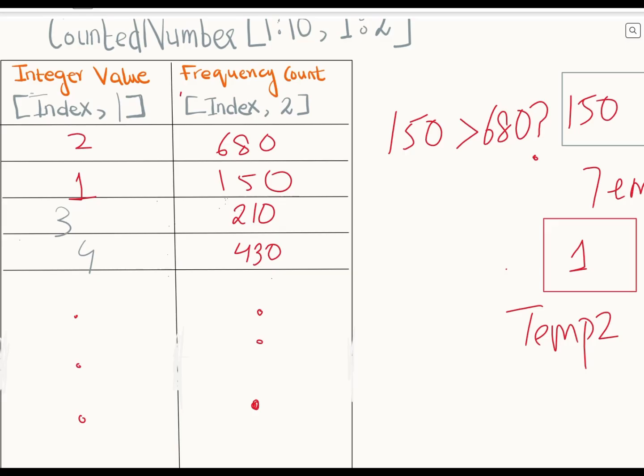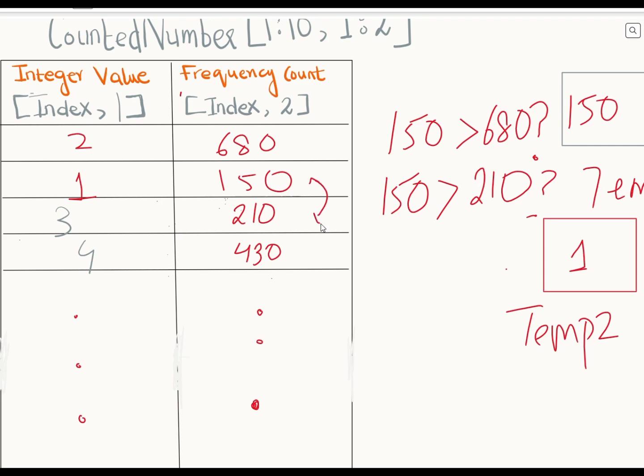Now, once we have swapped this, we are going to check the next array position. Once the swapping is done, we are going to assign true to the swap variable. Okay. Now let's do this with the second one. We have 150 and 210. Is 150 greater than 210? No, obviously no. So we are going to swap these both positions.